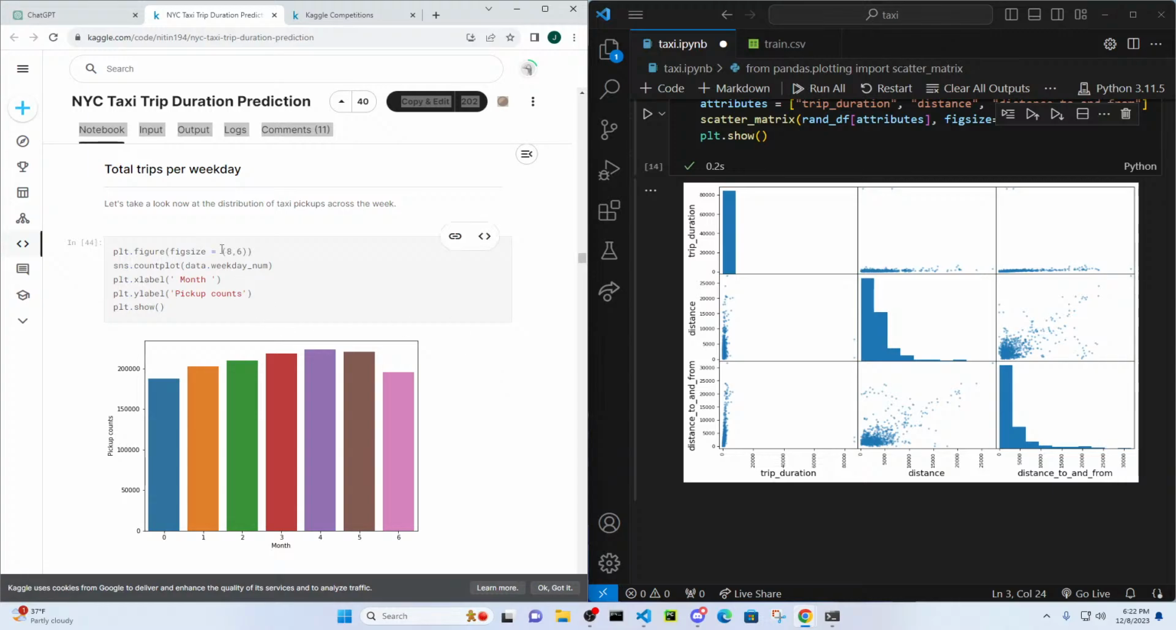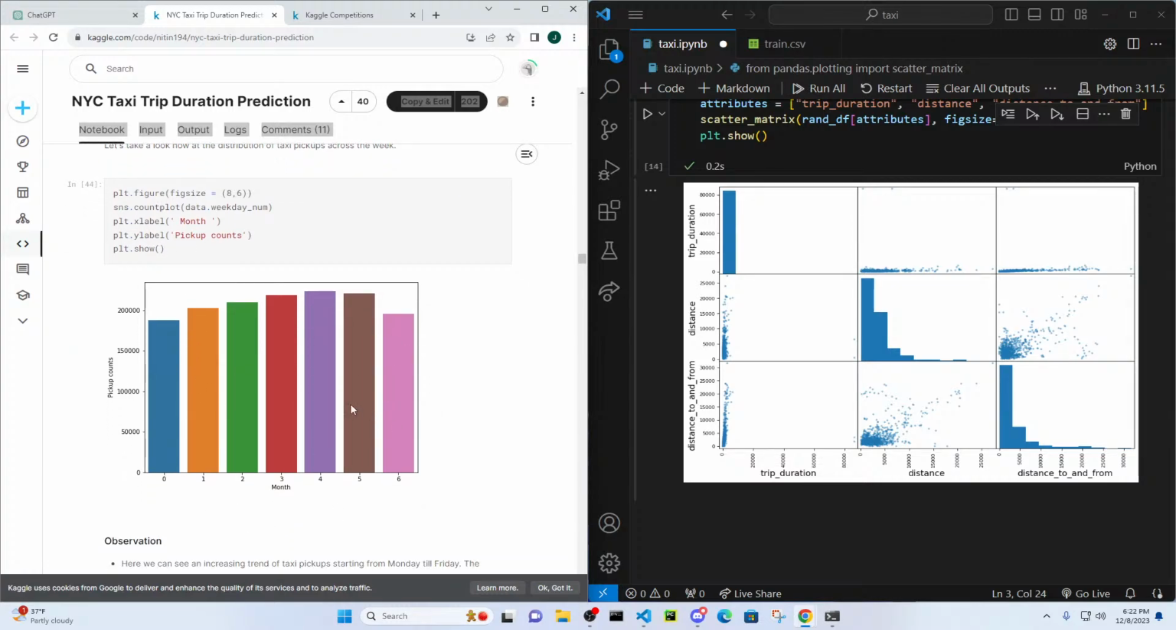Let's take a look now at the distribution of taxi pickups across the week. So he is just figuring out what he wants his plot to look like. He's taking the data weekday number, Sunday through Saturday. Actually, I think it's Monday through Sunday, and then the X label is the month, and the Y label is the pickup counts.